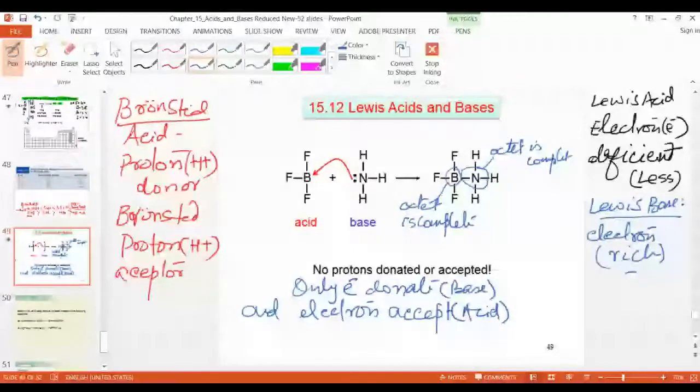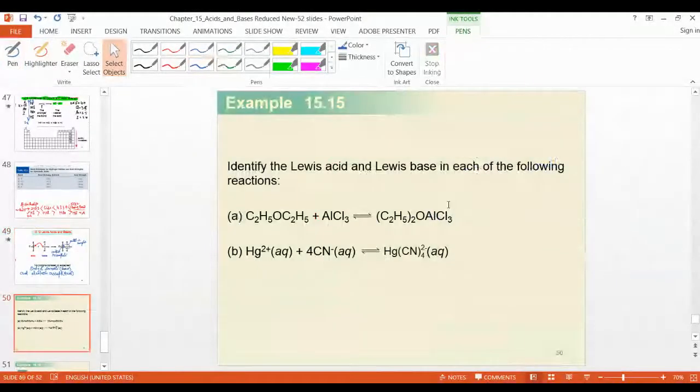Okay, so now this is already explained, and the next is this example, which I already explained. Now this is aluminum chloride, and this is ethanol. This oxygen contains electrons here. Because of these electrons, this is electron rich, and there is no electron here. This is electron deficient.